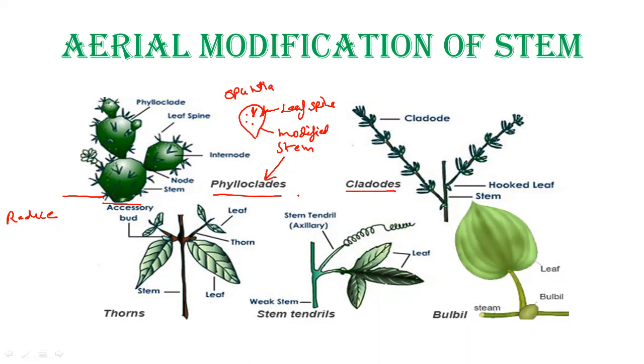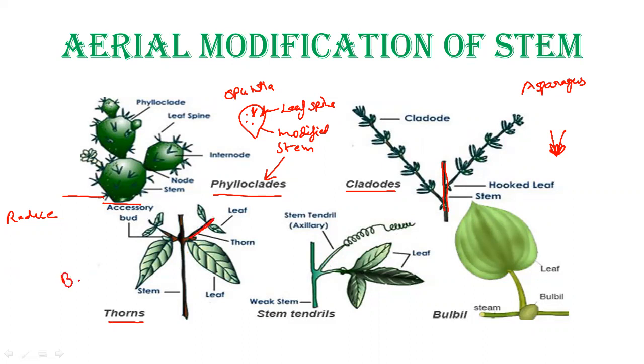Next is cladodes. Cladode is also a kind of phylloclade, but there is some difference. The main stem remains the same. Okay, only branches are modified. So branches are modified into leaves and leaves into spines. That is cladode. Example, asparagus. Next is thorn. When axillary bud is modified into a pointed sharp structure, woody structure, this is the thorn.